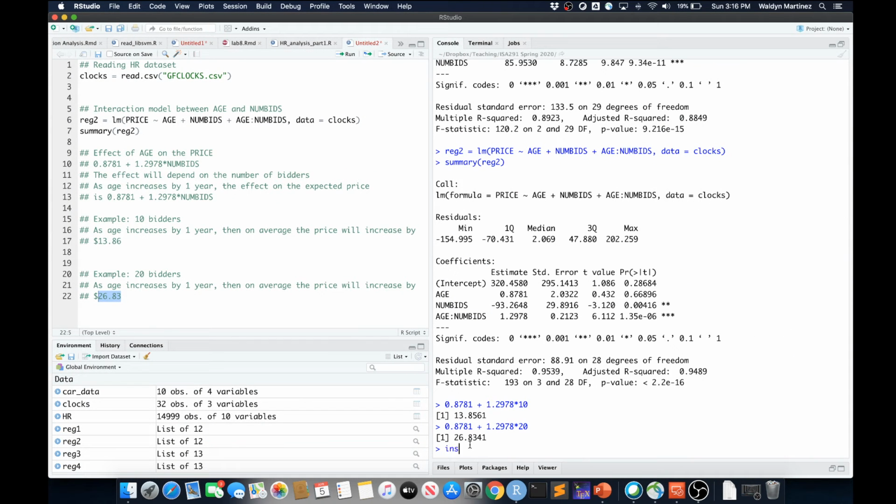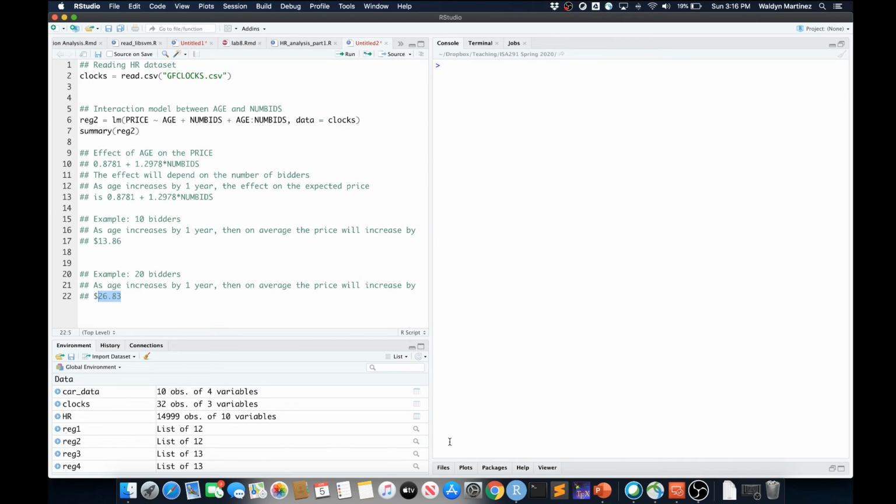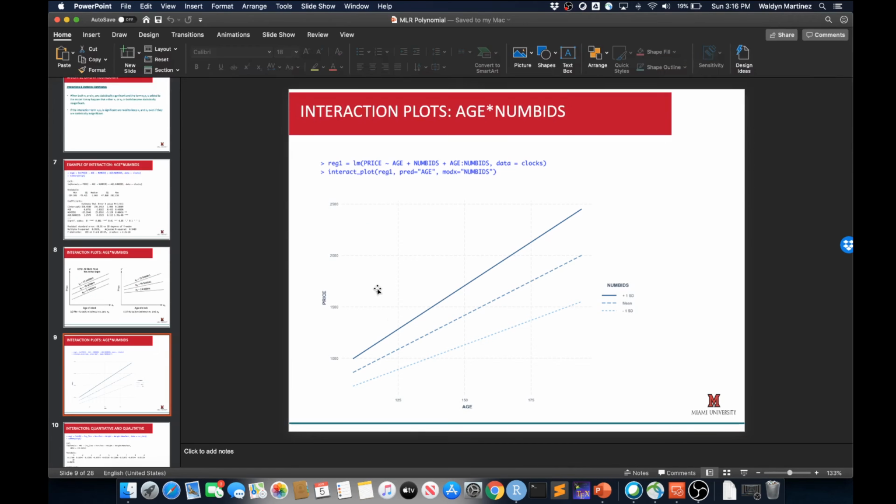So you can install it by using install.packages and interactions. Because I have already installed it, I'm not going to do it. So what I'm going to do is I'm going to just load it. So it's the interactions package. And the way that you would actually plot an interaction is if you already have created the regression. So for instance, if you have created the price, age, and number of bidders interaction, and you have it already saved in an object such as regression 1, then you can use interact_plot on that object.